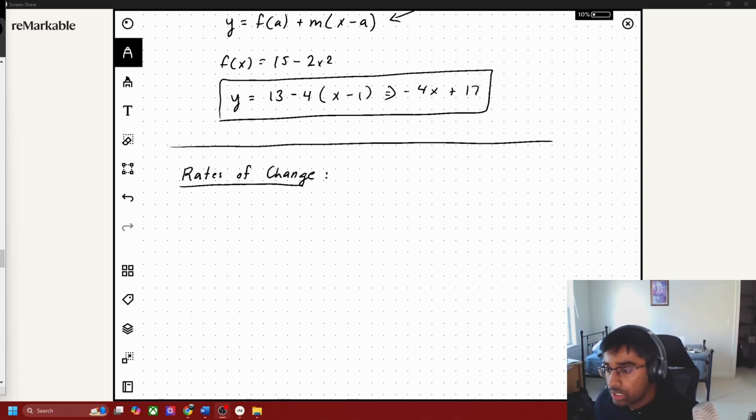And that might be a quantity like the amount of water in a tank after some time. That's your f of x function, and you're trying to find how much water is flowing out at one particular time. Or if your f of x is the distance traveled by the car after some time, you try to find your speed at one particular instant.